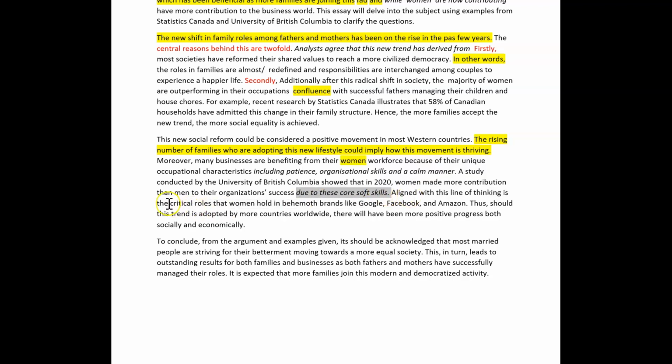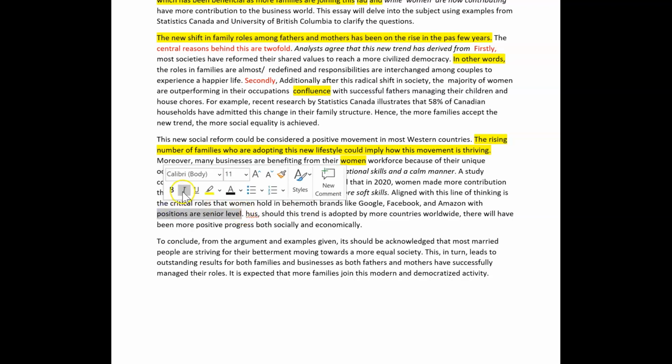Aligned with sound thinking is the critical roles that women hold in behemoth brands like, with positions at senior level. Okay, I know I'm adding words here, but you need to kind of edit this a bit in terms of repetition, so then I can put these more words in. So yes, you've said they have critical roles, but you've got to say these roles are senior, otherwise I don't know what these roles are.